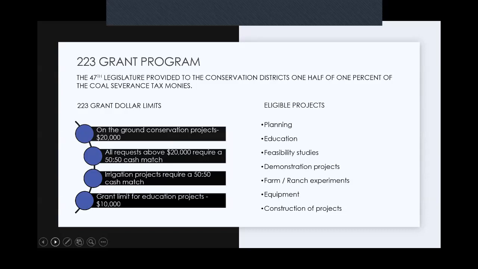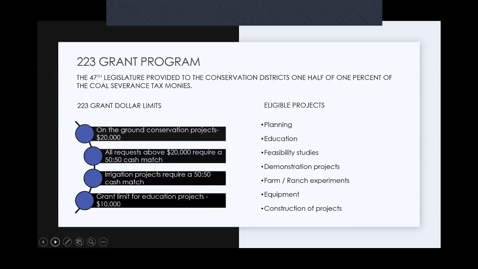And one other thing I want to mention on this cash match, if any of you are going forward to do a community garden and you want a sprinkler system put in, that sprinkler system falls under the category of requiring a 50-50 cash match. So just be aware of that. And education projects, we allot up to $10,000.